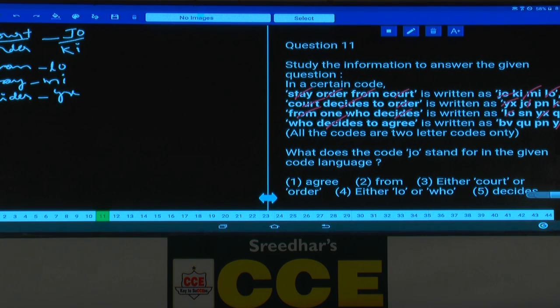Now coming to the second one. Now what is the word left over here? 2 is the word left over, and its code is PN, and the code to the word 2 is PN. Now in the fourth sentence also there is 2, and PN is there, isn't it?